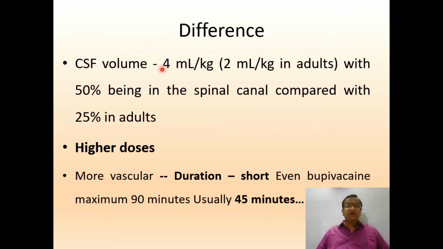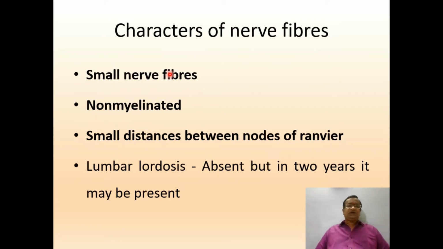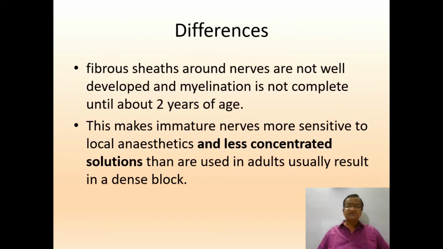The lamina are cartilaginous, not bone, so they may get injured. CSF volume is 4 ml per kg instead of 2 ml per kg in adults, and 50% in the spinal cord compared to 25% in adults. That is why the duration is very short. Even with bupivacaine, the maximum is 90 minutes, and sometimes it goes off in 45 minutes. Characteristics of nerve fibers: small nerve fibers, may be non-myelinated, small distances between nodes of Ranvier. Lordosis is absent, but by 2 years it may be present. If there is no lordosis, positioning is easy. In adults, we need to remove the lordosis by positioning, but that is not much needed in pediatrics.